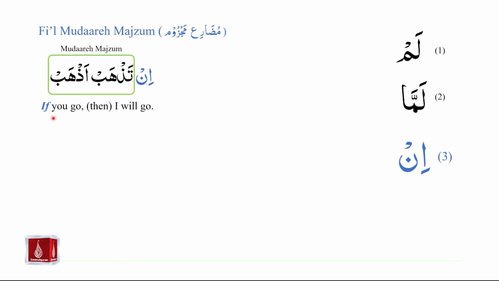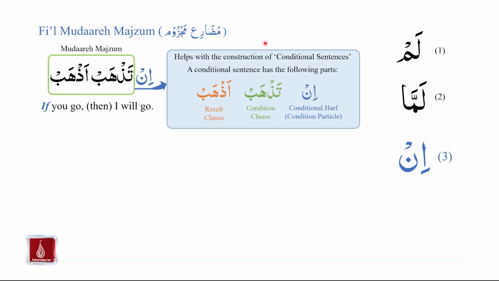Please note the following, that in helps with the construction of a conditional sentence. A conditional sentence has three components. First is the conditional harf, or the conditional particle. In this case, the conditional harf is in. In creates the meaning of if. Next, we have the condition clause. The condition clause in this case is tazhab. Tazhab creates the condition: if you go. And this is followed by the result clause, which is azhab. If you go, then I will go.